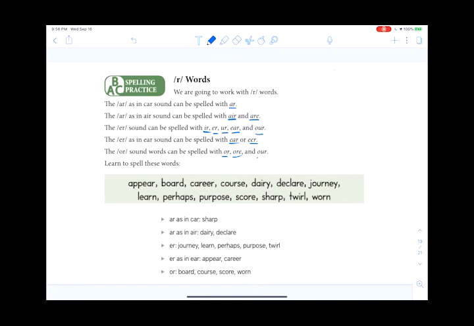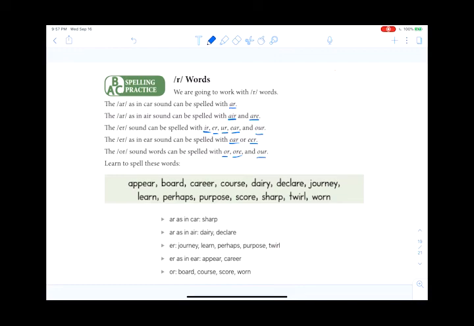Learn to spell these words. The R, as in car: sharp. AR, as in air: dairy, declare. Journey, learn, perhaps, purpose, and twirl. As in ear: appear, career. Board, course, score, and warn.